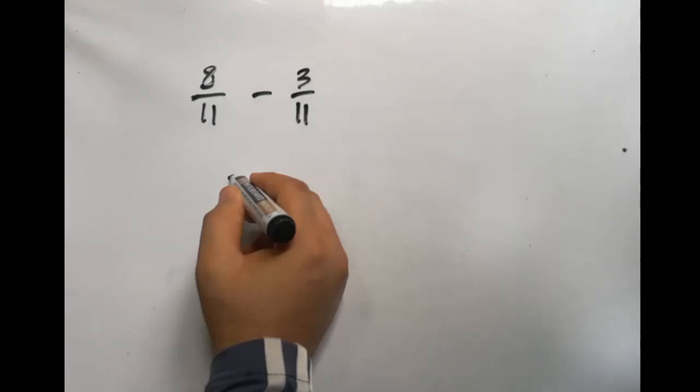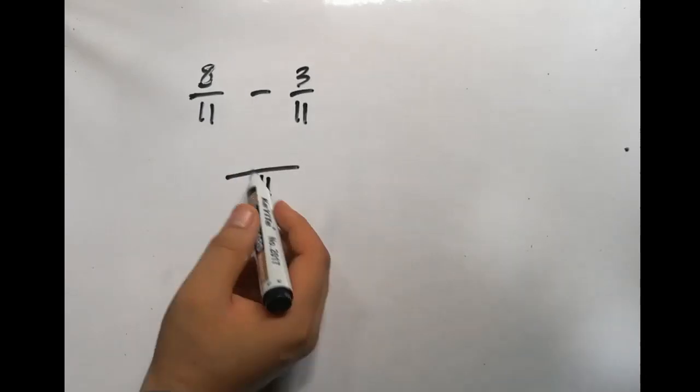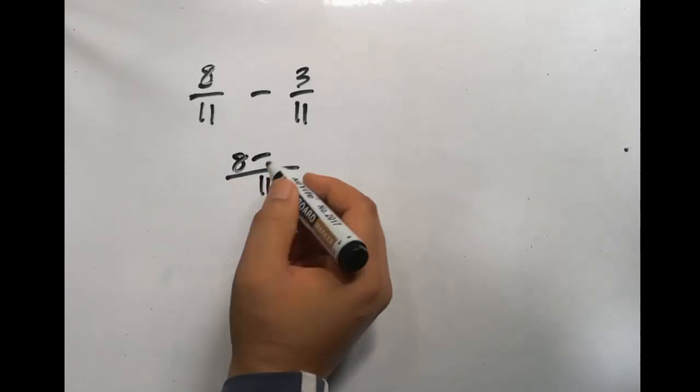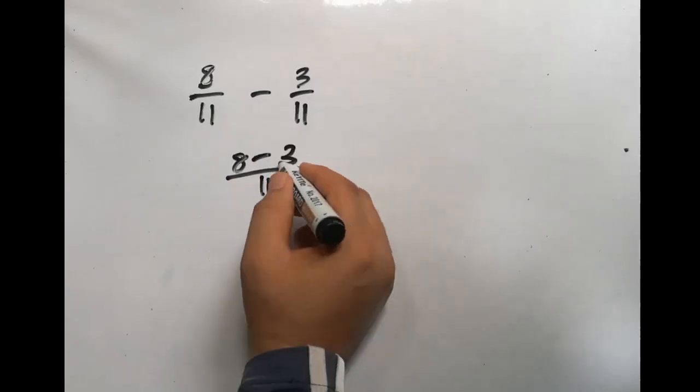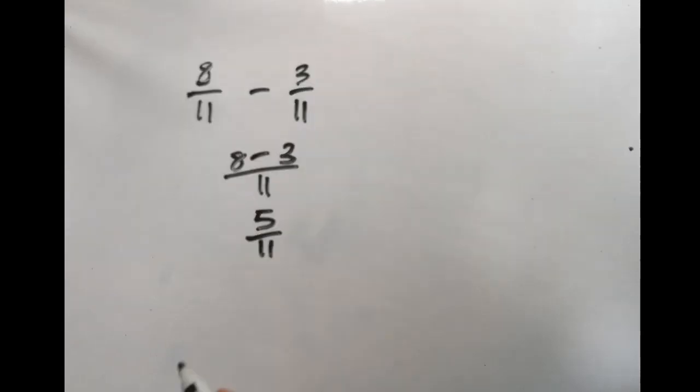Definitely, the LCM will be 11. 11 into 11 is 1. 1 times 8 is 8. Minus 11 into 11 is 1. 1 times 3 is 3. So 8 minus 3 is 5 over 11 is the answer.